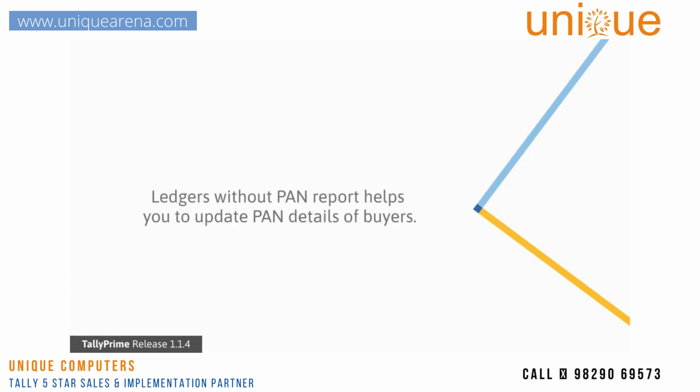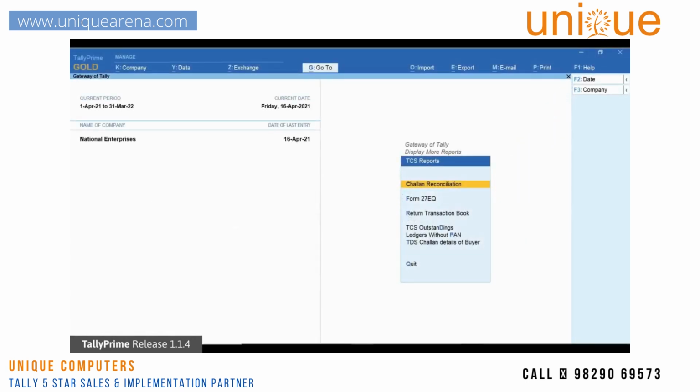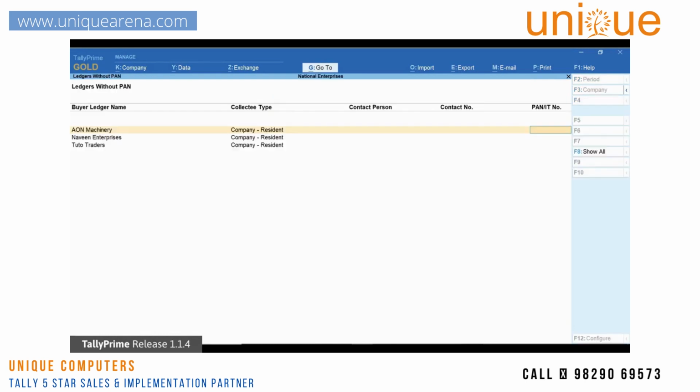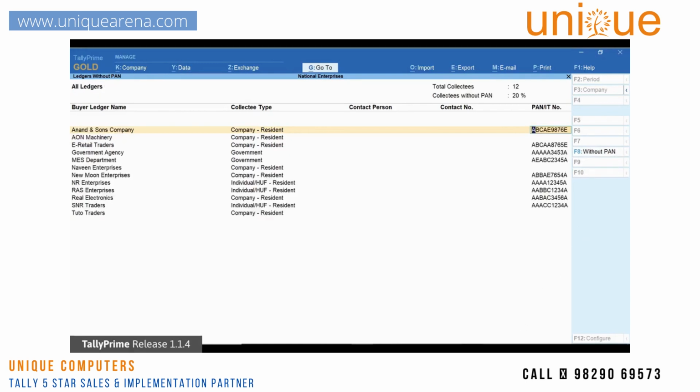We now move to the next report that allows you to identify the parties for whom PAN is not provided. In the TCS reports menu, select the ledgers without PAN report and press Enter. By default, this report will list all the TCS enabled parties for whom PAN is not provided. Click Show All to view the details of TCS enabled parties both with and without PAN details.